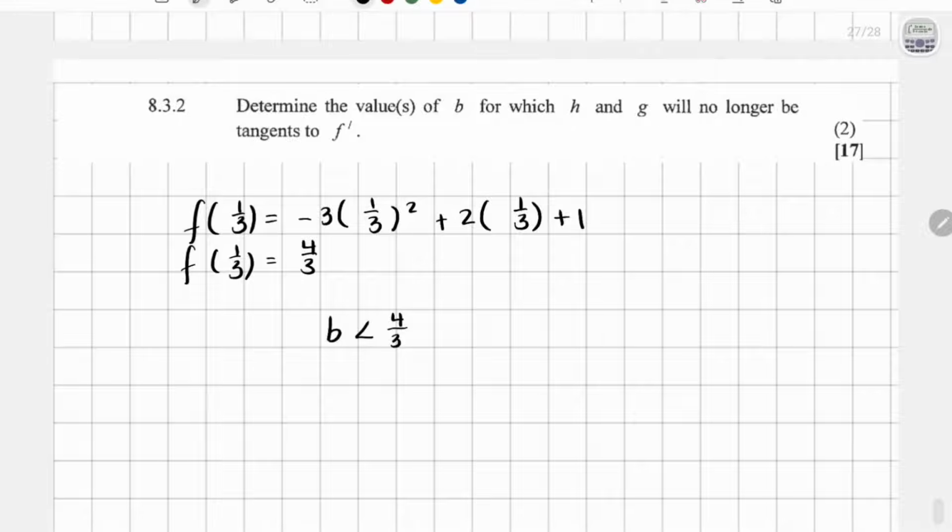Okay, so from the animation, you would have seen that all you really needed to do was find the y value of the turning point and finally tell them that b needs to be less than 4 over 3. Okay, and that's it for question 8, and then we move on to question 9.